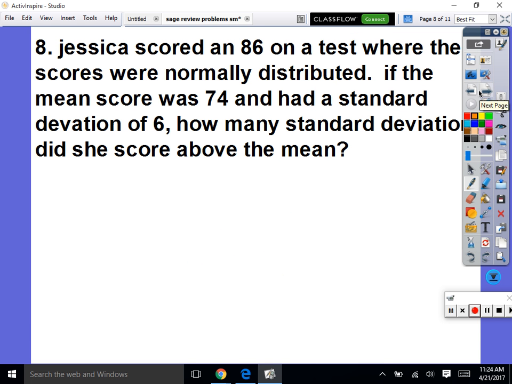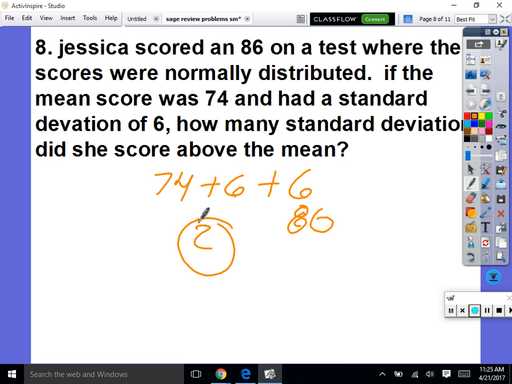Okay, number 8. So you said, okay, if 74 was the mean, and then we add 6, that'd be 1 standard deviation, add 6 again, that's 2 standard deviations, and that is our 86. So then it took 2 standard deviations. Your answer would be 2.